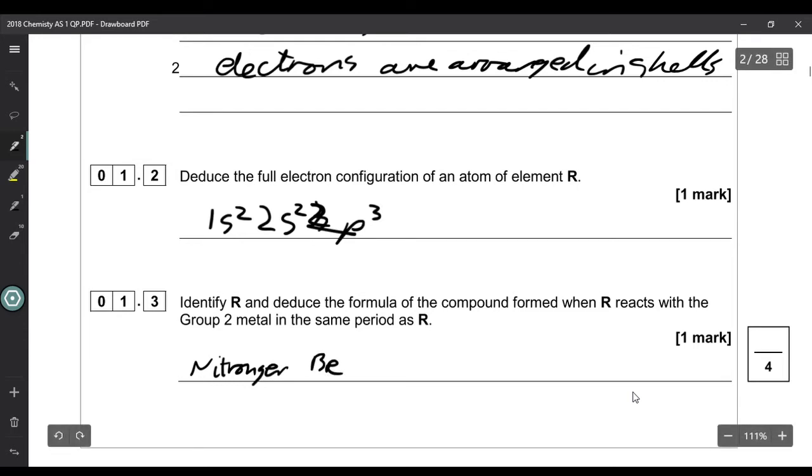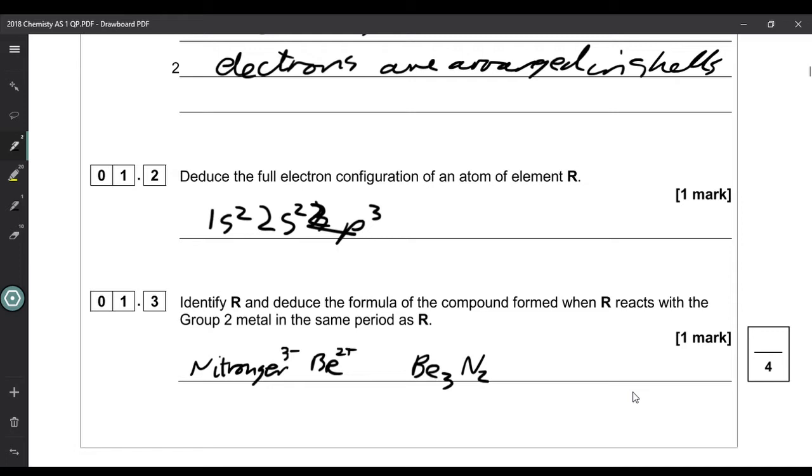So when we're deducing the compound that's formed, remember it's got to have no overall charge. Now we know that Be is going to have a 2+ charge, and we know the nitrogen is going to be a 3- charge. So if we have 3 berylliums, we know there's going to be 6 overall positive charges, and that can be taken into account with 2 nitrogens. So that is going to be our formula, Be3N2, so there's no overall charge.